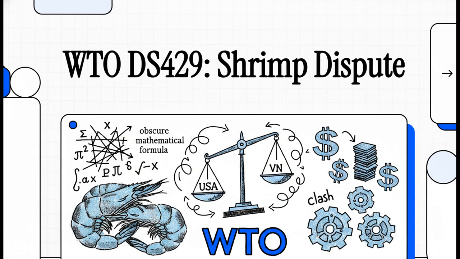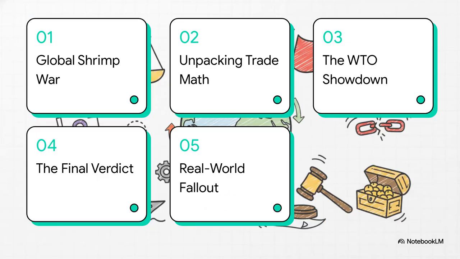Well, today we're tossing out the dense legalese to look at the real-world impact of trade math. We are unpacking World Trade Organization dispute DS429. It's a massive, years-long clash between the United States and Vietnam over frozen warm water shrimp. Okay, let's dive into this.